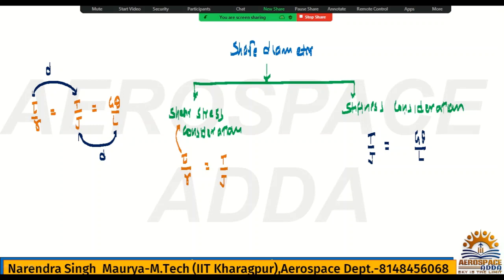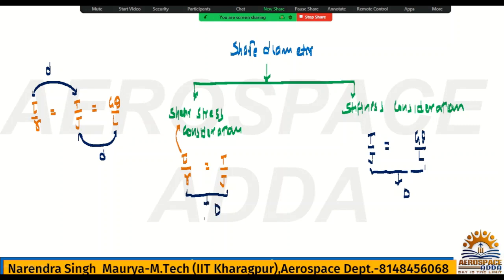Check stiffness, I have given it to you. Stiffness means T by theta. Just now you had seen stiffness, no? So the second formula is the stiffness consideration. Here also you will get diameter. In both cases you will get diameter.